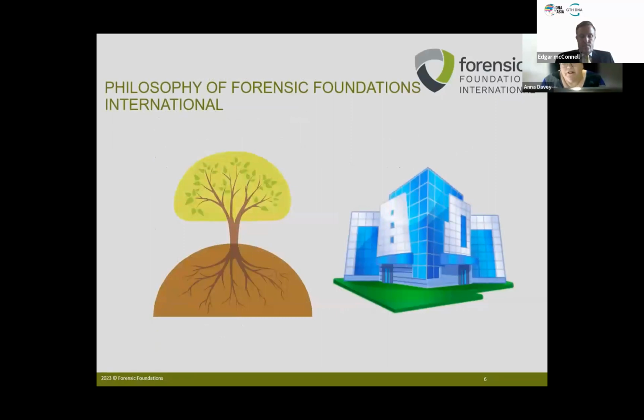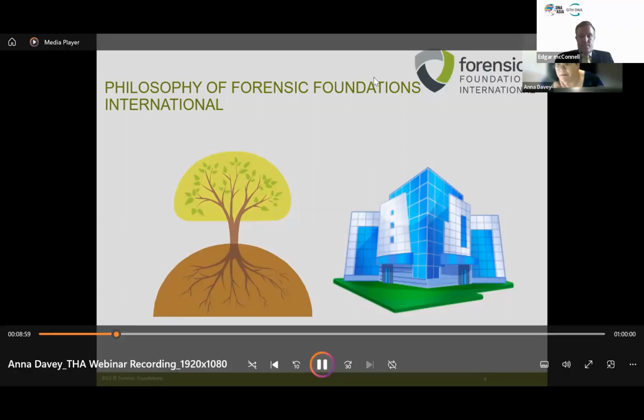As far as Forensic Foundations is concerned, there's a reason why we're called Forensic Foundations or Forensic Foundations International. If you think about these two images, on the left-hand side, you've got a tree, and you'll all be aware that the larger the tree, the greater the root structure needs to be to support that tree. The foundations of the tree is the root structure. Again, with buildings, the image on the right-hand side, the larger the building, the more solid you want it to be, the deeper and the stronger the foundations need to be.